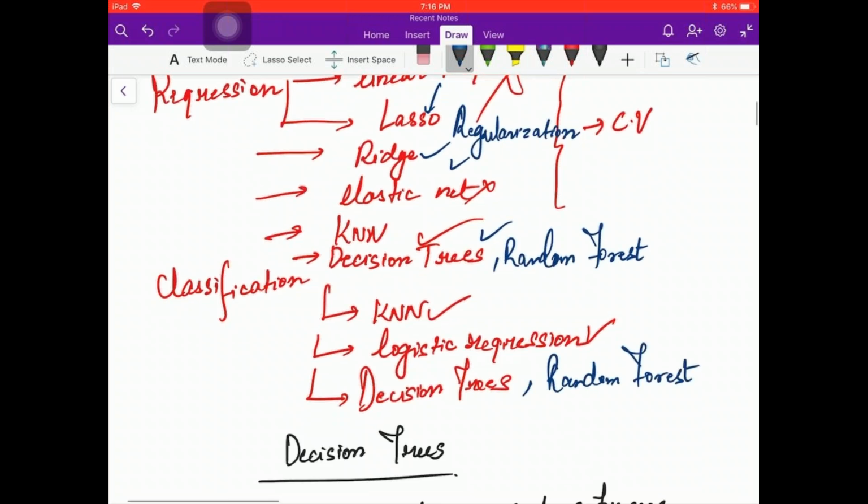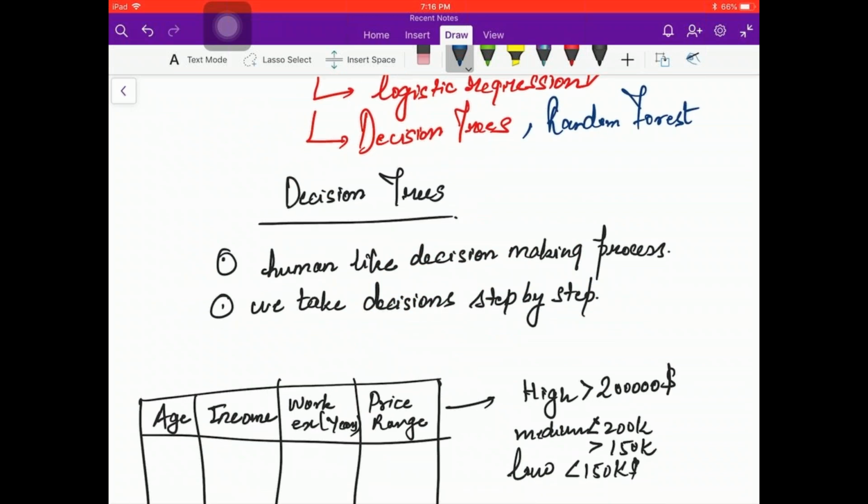Okay, now decision trees. What we had seen is that, quick question. Go ahead. Given a data, how to determine which of these models to apply? Correct. How will we decide?